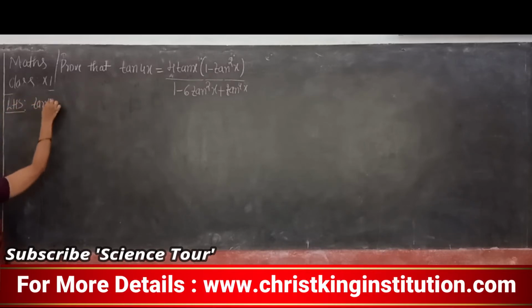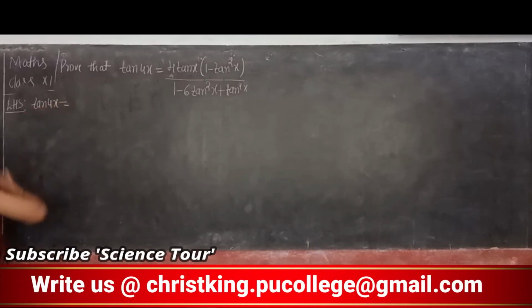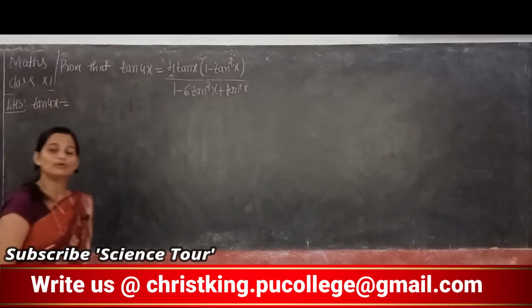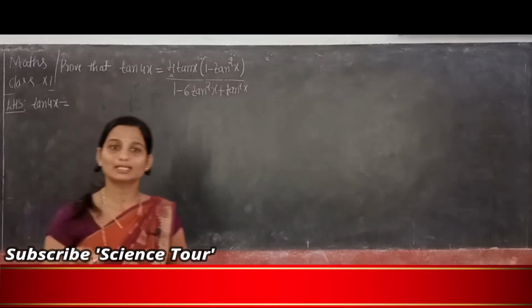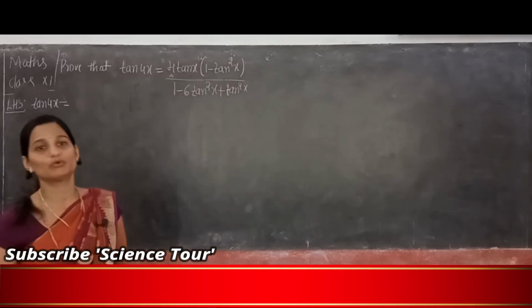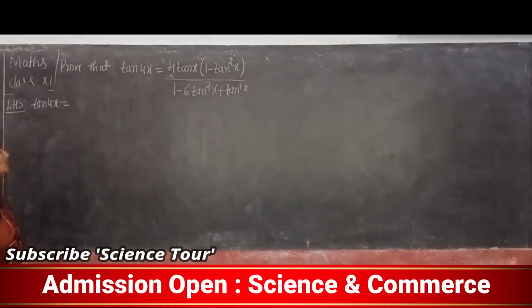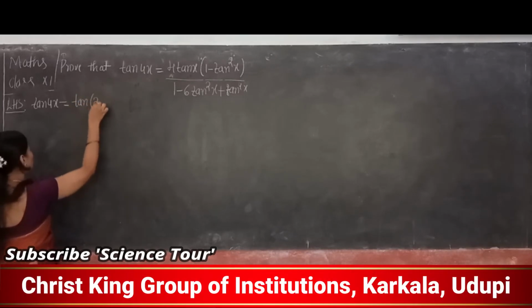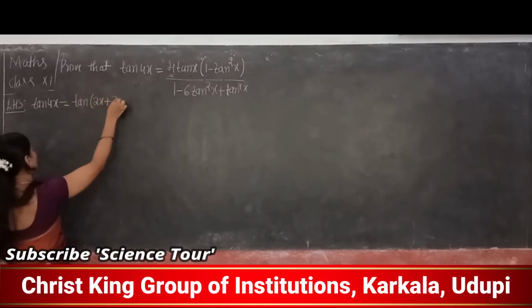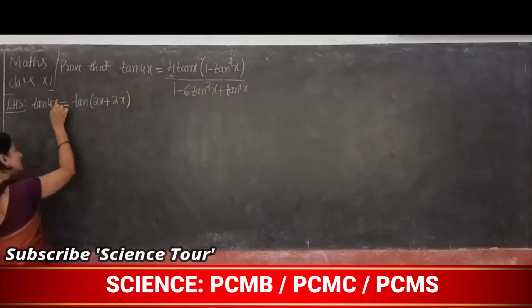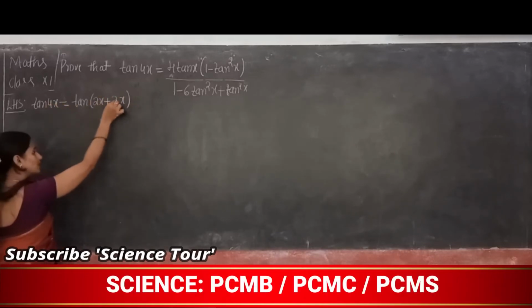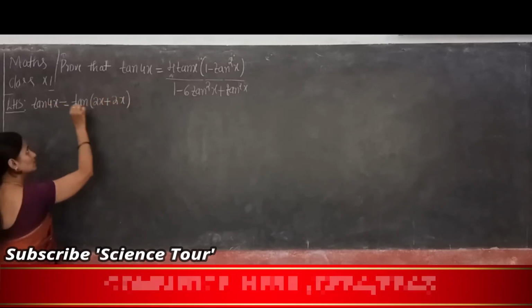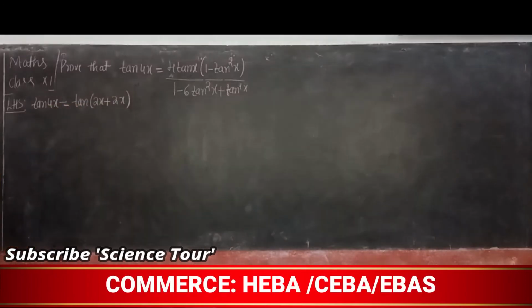tan 4x. Do you have any formula for tan 4x? No. We have formulas for tan 2x and tan 3x, but we don't have a formula for 4x. Now I will split this tan 4x as tan of 2x plus 2x. Is this correct? 4x is 2x plus 2x. Clear?